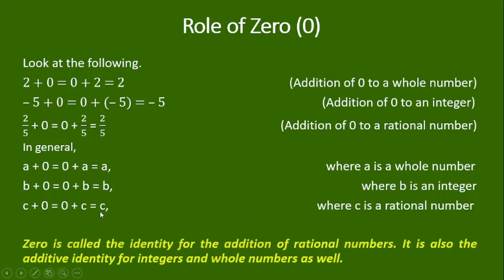Now let's draw a conclusion from here. As we are adding 0 to any number, we are getting the same number. That is why 0 is called the identity for addition of rational numbers, of whole numbers, as well as for integers. So it is called the identity for addition of any number. I think it's clear now what the role of 0 is.